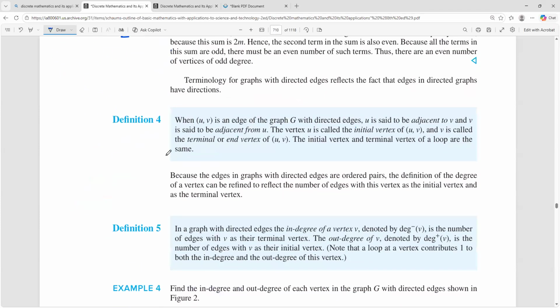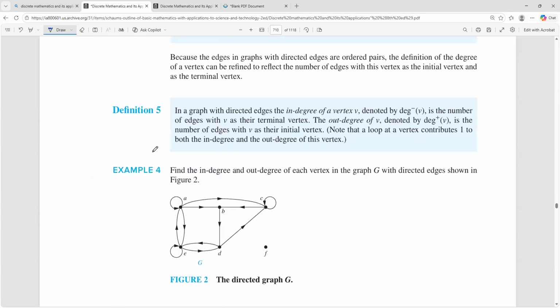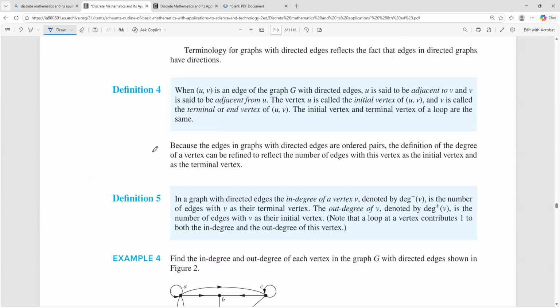Well, this definition, then we'll go into these next definitions, and then we'll just speed run the next. Just quickly go over this. So now we'll go into the directed edges cases. When it comes to directed edges, it changes the definition of adjacency a bit, in that we say that U is adjacent to V, and V is adjacent from U.